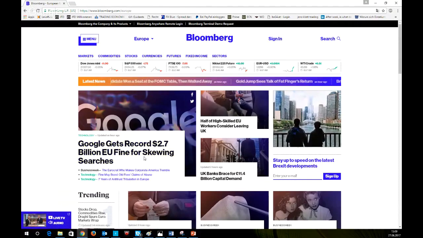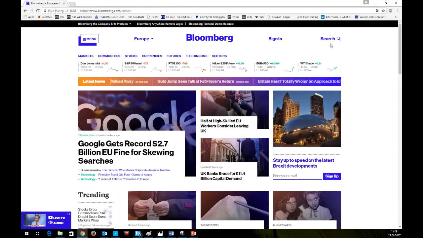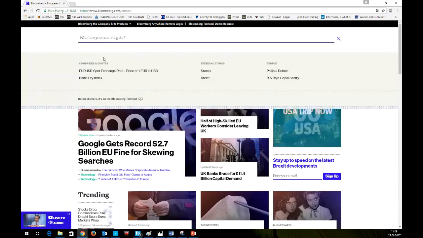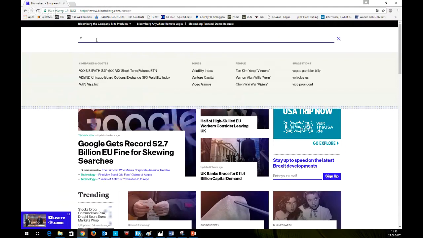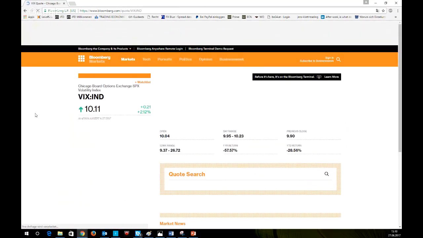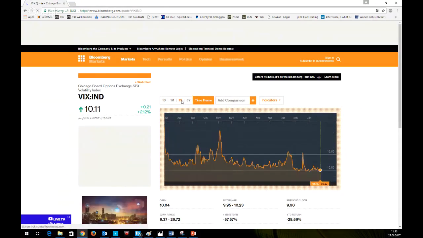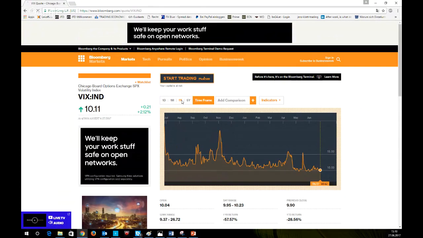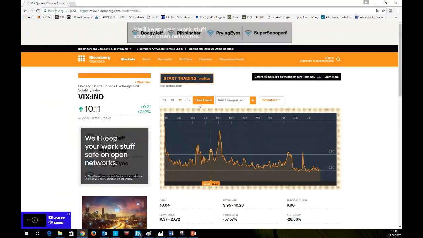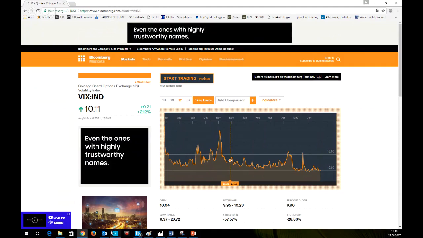So Google gets a record 2.7 billion EU fine for skewing searches. Why could this get interesting today? Since if Google comes under pressure based on the big market cap they have, this could probably also have some negative impacts on big companies like Apple, for example, and could push equities down, resulting in some pressure. Not sure about this. So all in all, we can say that we're still very low in terms of volatility here and shouldn't expect too much.